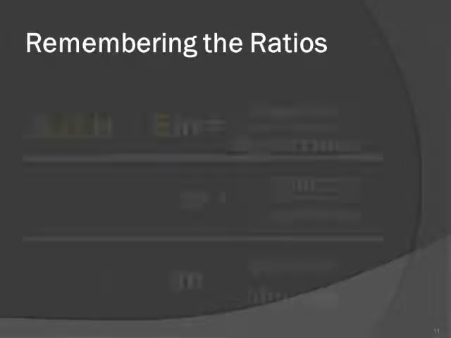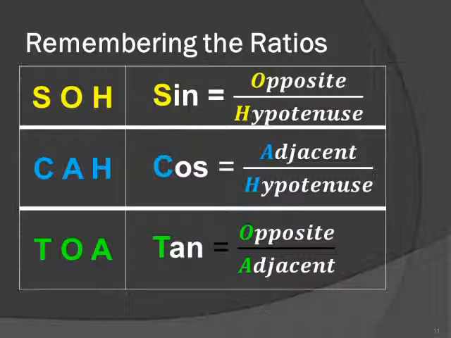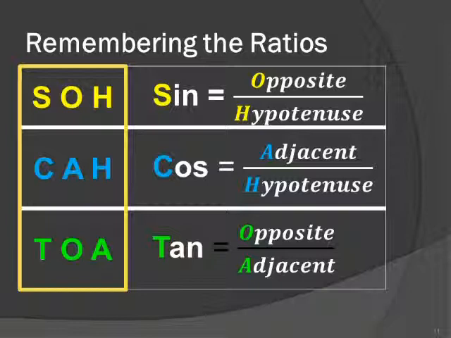Remembering the ratios. Sine is opposite over hypotenuse, so that gives us SOH. Cos is adjacent over hypotenuse, gives us CAH. Tan is opposite over adjacent, so that's TOA. So that's the important part. The SOH, CAH, TOA.